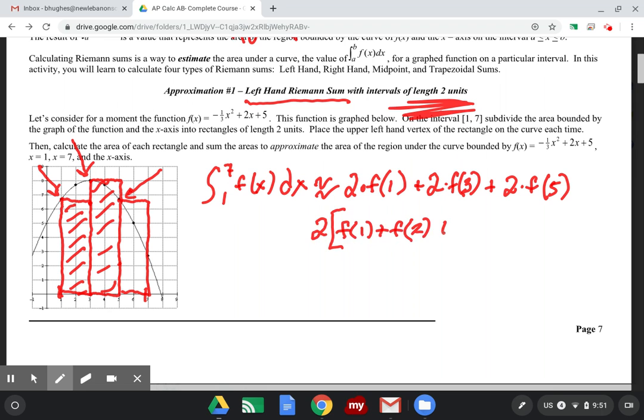Sorry, f of 3, not f of 2. And then plus f of 5. And you can do that just because it's going to make your calculation a little bit easier to get your answer. So when you actually add all of that up, we get 42.667.